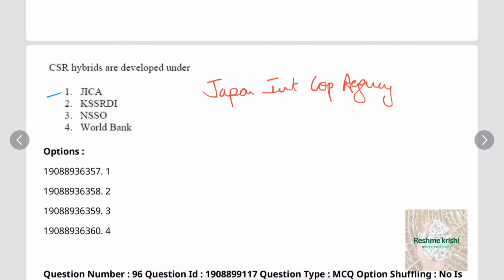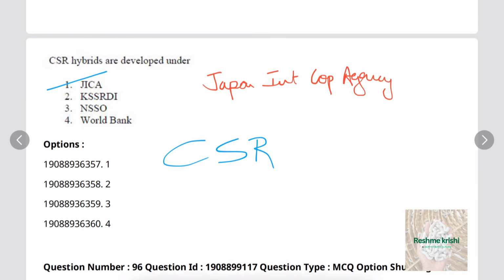CSR hybrids are developed under JICA. What is JICA? Japan International Cooperation Agency, by which the Central Silk Board and JICA produced many CSR hybrids. At present, the ruling double hybrid, Krishnaraja double hybrid, known as FC1 into FC2, has parents that are also CSR 2, 26, 27 and 6. Those are our CSR series.